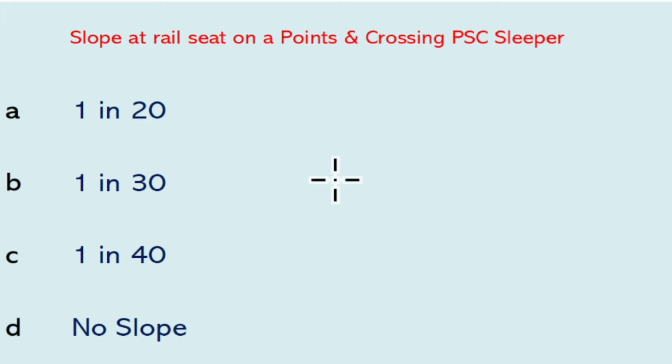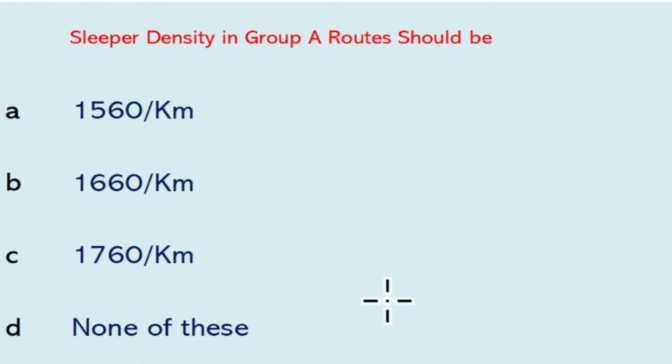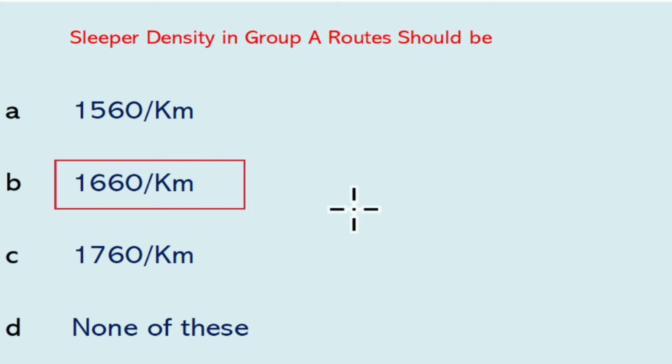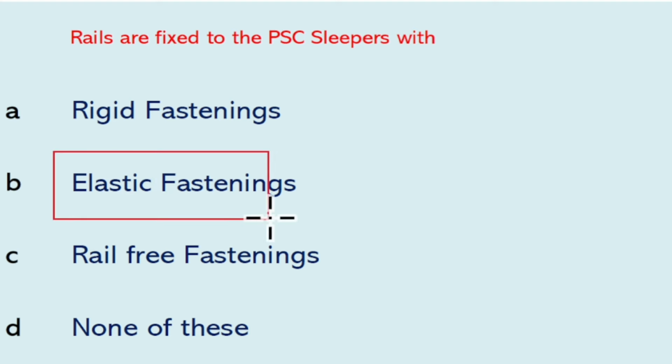Slope at the rail seat on a point and crossing PSC sleeper: there is no slope. Sleeper density in a group A route should be 1660 per kilometer. Rails are fixed to the PSC sleeper with the help of elastic fastening.